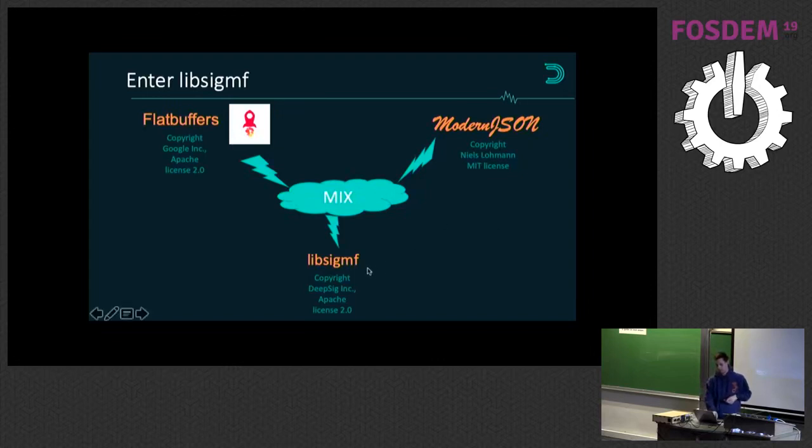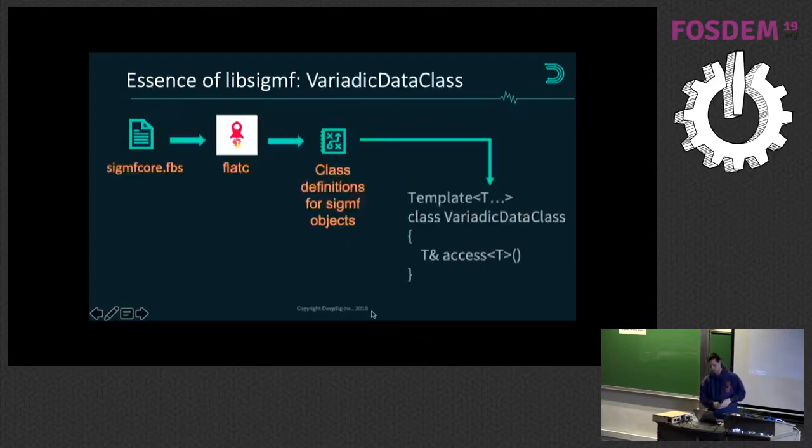And so I've seen people use sigmf in C++ using modern JSON before, but they just leave it as modern JSON, so they wind up copying their strings all over the place. So anyway, libsigmf uses both of these. Those are really the only two dependencies, and they're also both header-only. And we're releasing this under Apache License 2.0.